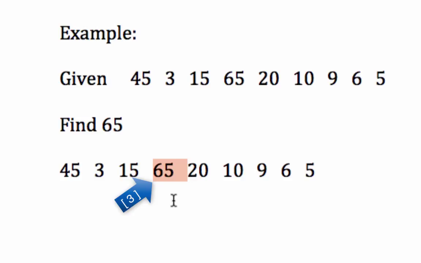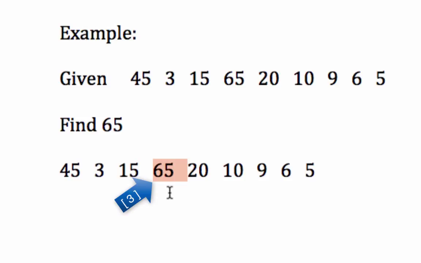We know the value of that index. The value of that index is index 3. Remember that in Java, the indexes start with 0. So 45 is index 0, 3 is index 1, 15 is index 2, and 65 is index 3.